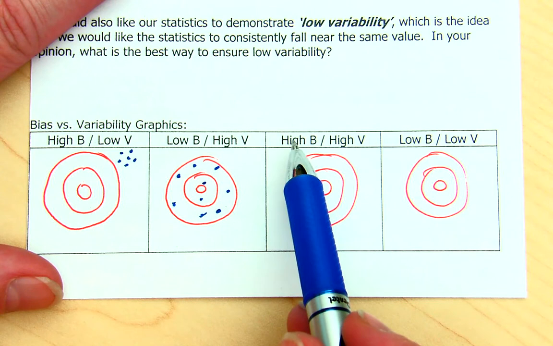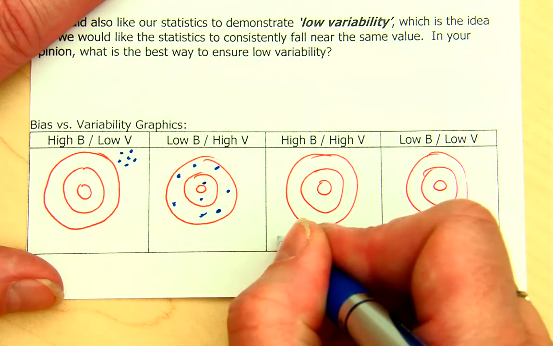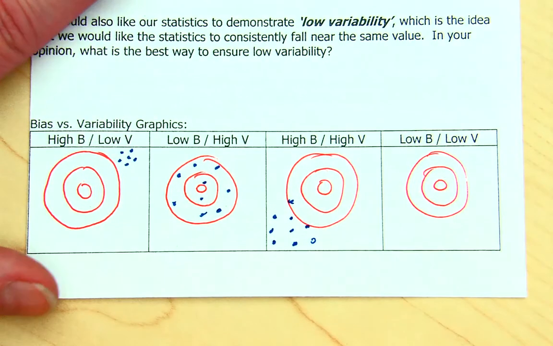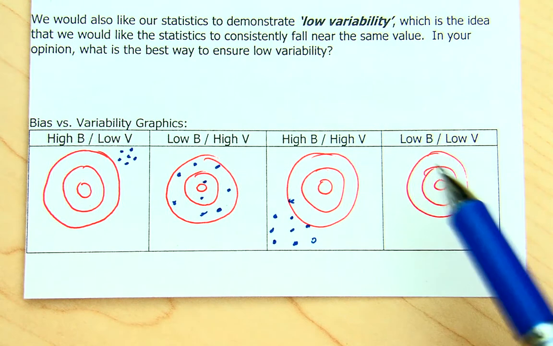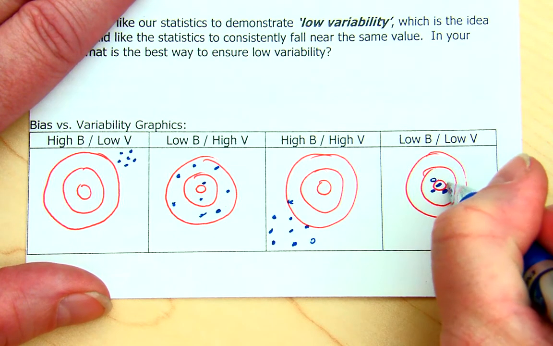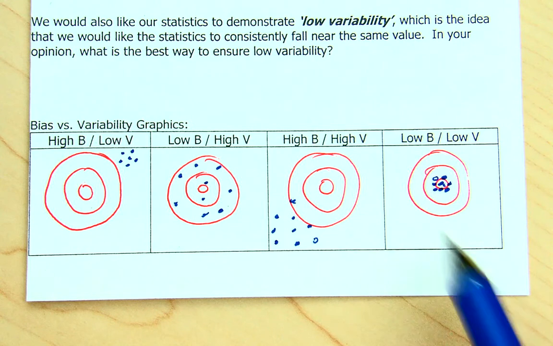High bias means we're not going where we think we're going. High variability, it's really spread out. So this one may look like that. So we're always low left, but it's pretty spread out. We're not consistent about where it's hitting. This last one is what we want. Low bias, low variability. So we're hitting where we're aiming, and it's really tightly clustered. That's what we want. We want an unbiased, low variability sample.